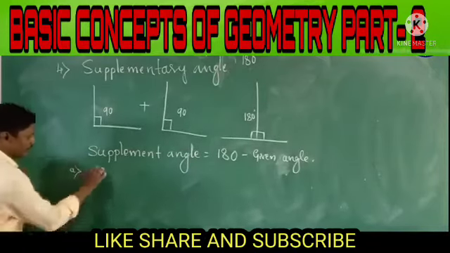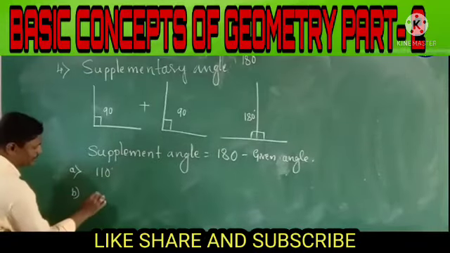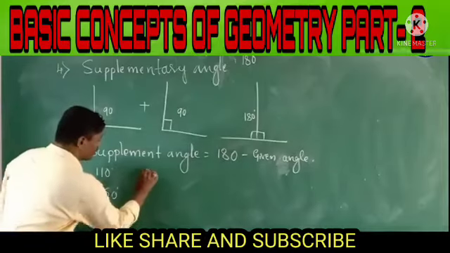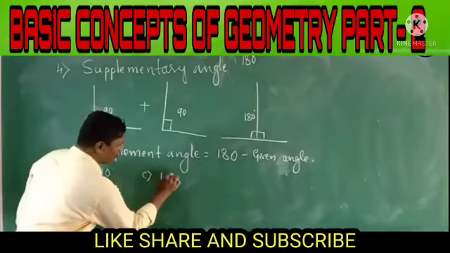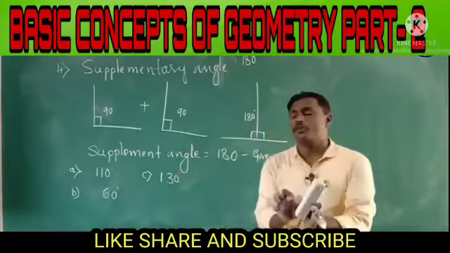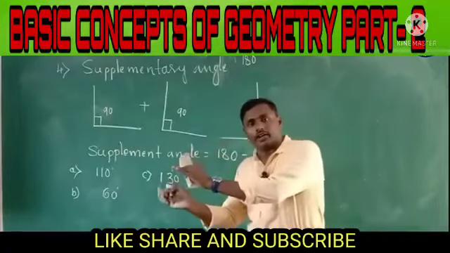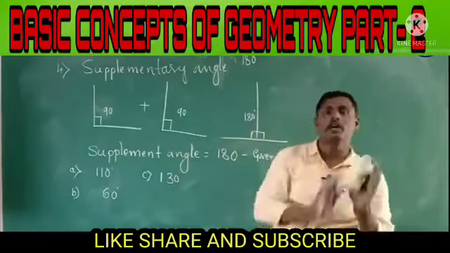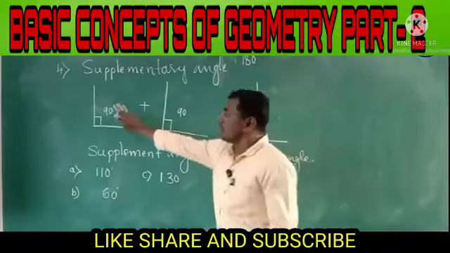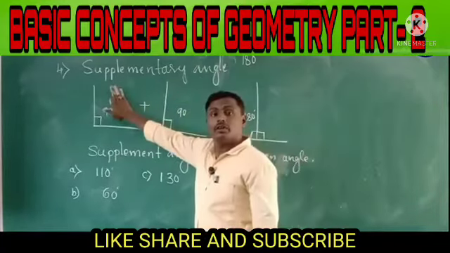First one, 110 degrees. Second one, 60 degrees. Third one, 130 degrees. So for these three angles, we need to find the supplementary angle. One angle is supplementary to another, and the other angle is supplementary to the first angle. The sum of the two angles is 180 degrees.